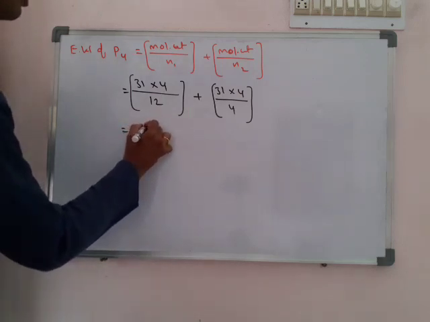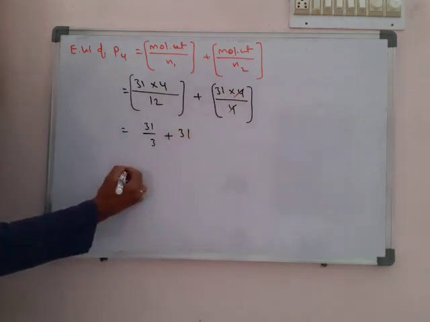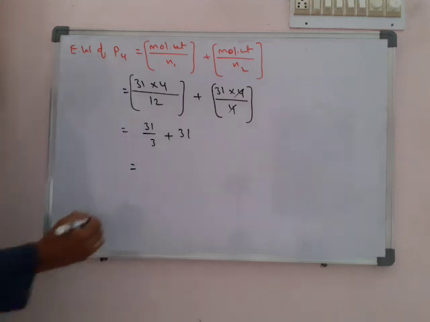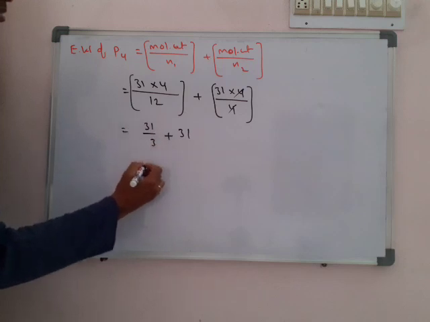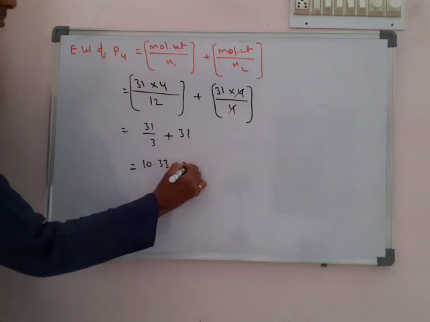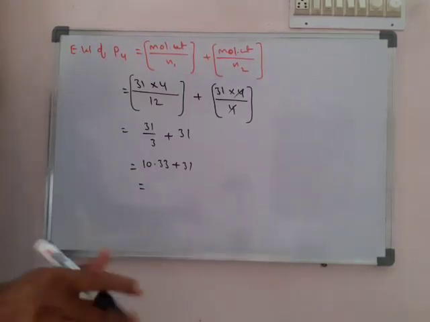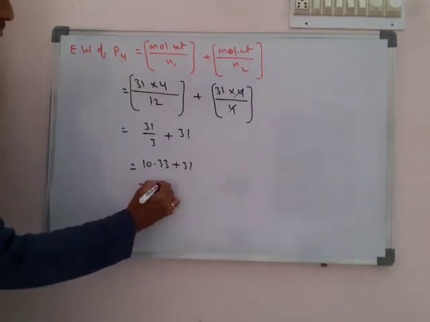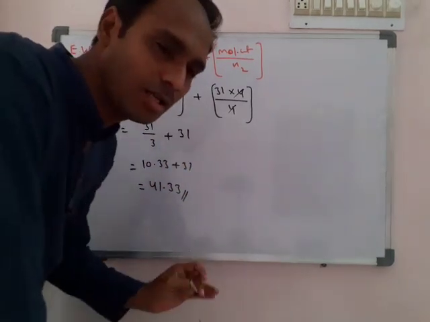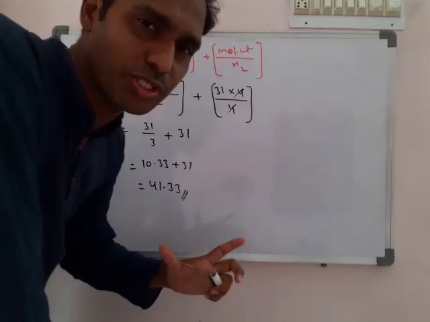So here, 31/3 plus 4 get cancelled, become 31. So when it becomes total on this calculation we will get 41.33. Okay, it comes under, so 10.33 వస్తుంది. So this is the equivalent weight of phosphorus in this particular reaction. Okay, so this is the different in disproportionation reactions.